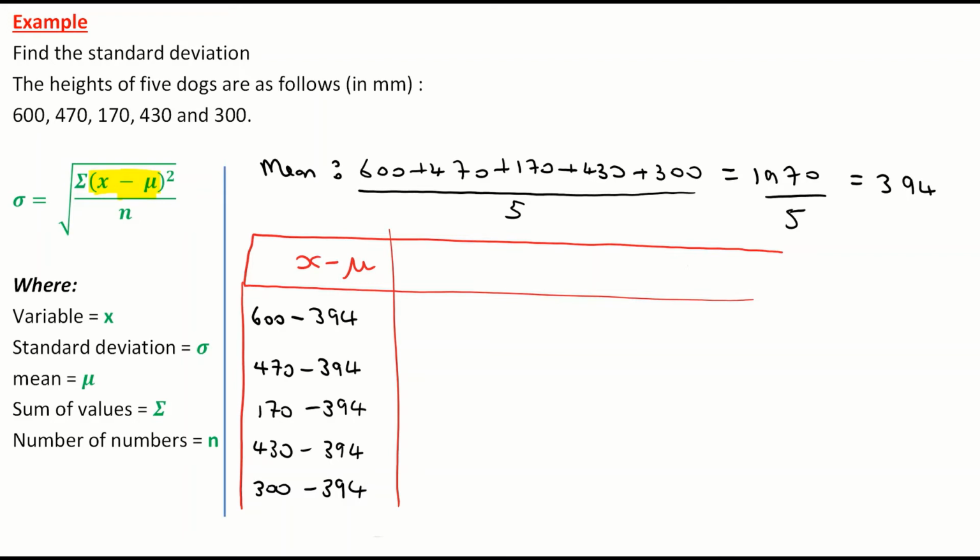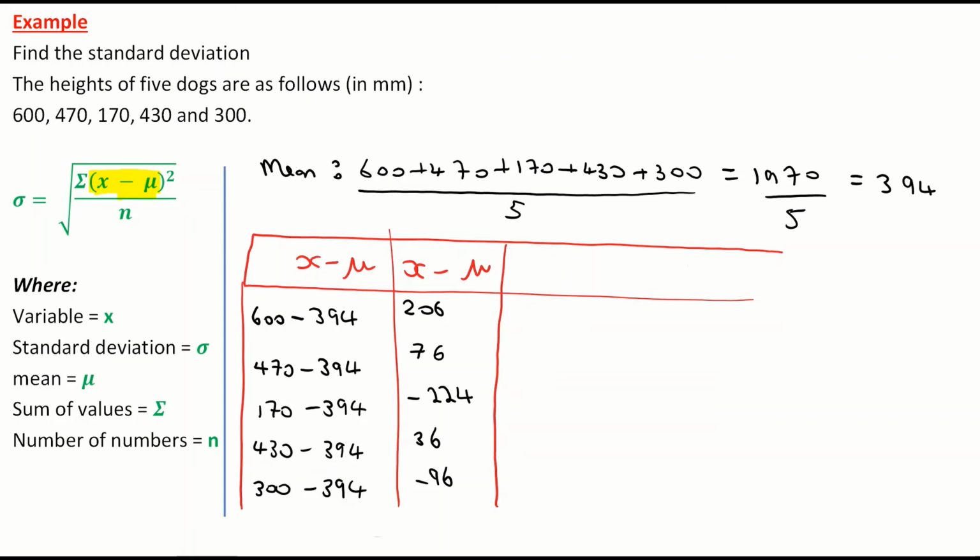So for my first one, I'm getting positive 206. For 470 take 394, I'm getting 76. For 170 take away my mean, I'm getting a negative 224. For 430 take away my mean, I'm getting 36. And for 300 take away my mean, I'm getting negative 96. So how does that look now? That's when I'm taking my x minus my mu, or my variable subtract my mean.